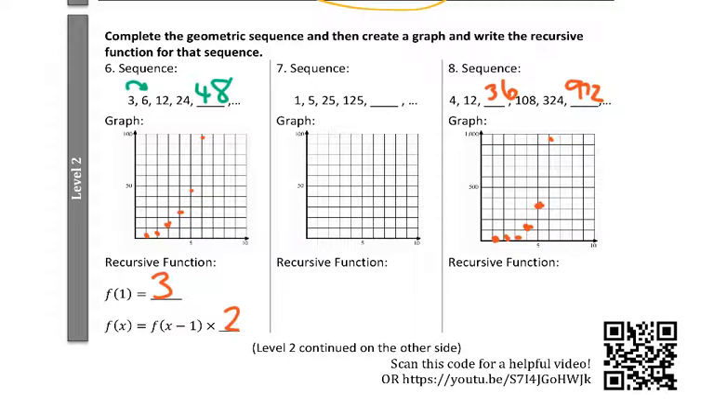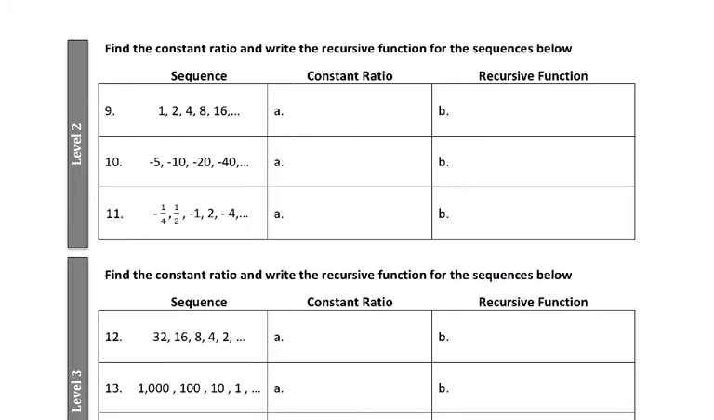Okay, the recursive function. Well, the first number in the sequence was a 4. To get the next number in the sequence, we would want to look at the number before it and multiply by 3. So there you go. That's your recursive function. It's pretty exciting. Let's go on to the next page.